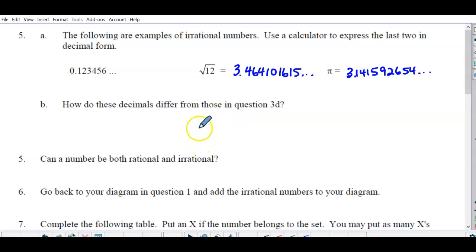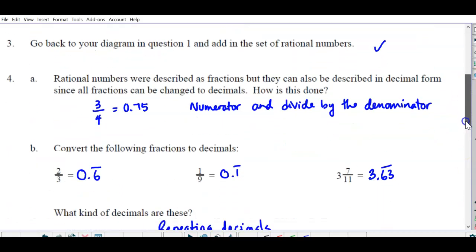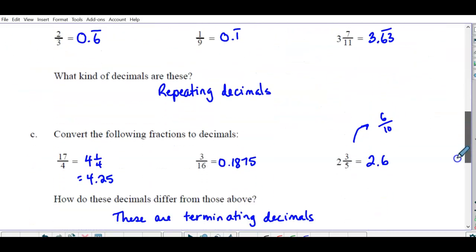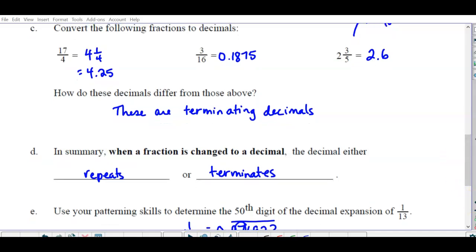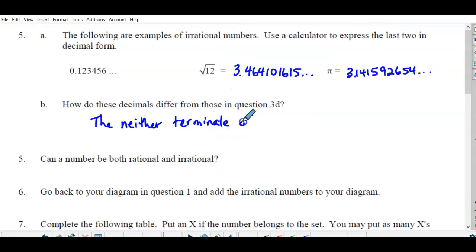How do these decimals differ from those in question 3D? They neither terminate. Oh, sorry, 3D. I better just check what 3D is. There isn't a 3D. I think it was 4D. So they do not repeat or terminate. So can a number be both rational and irrational? No, because these are basically all the decimals that do not repeat or terminate. So it kind of fills in all those empty spaces.